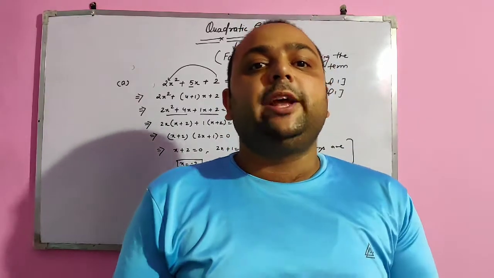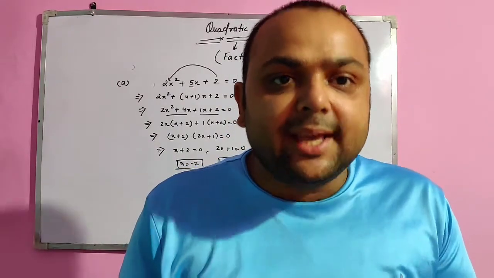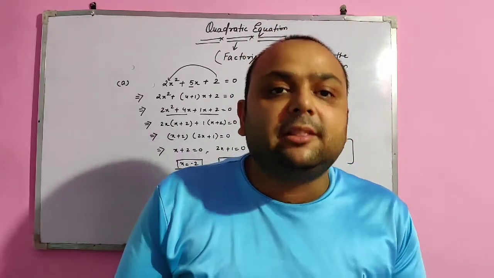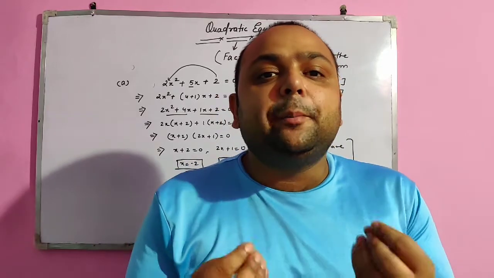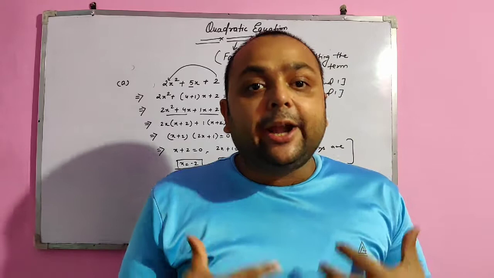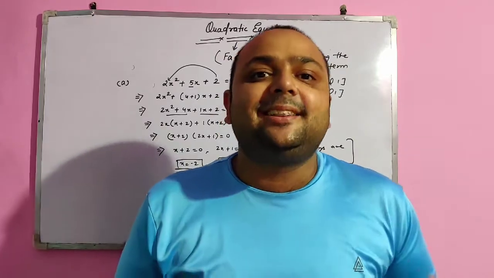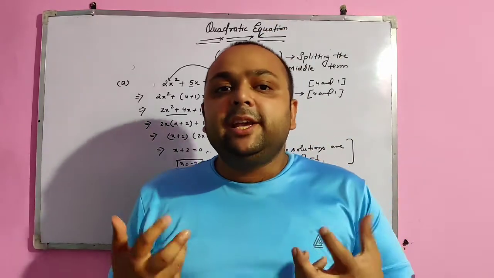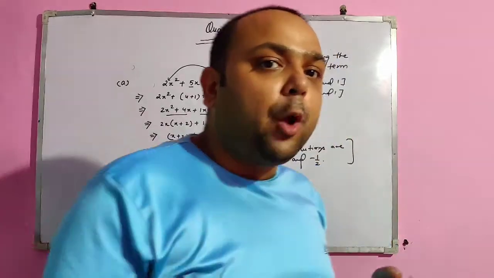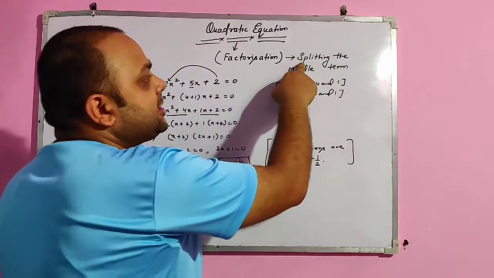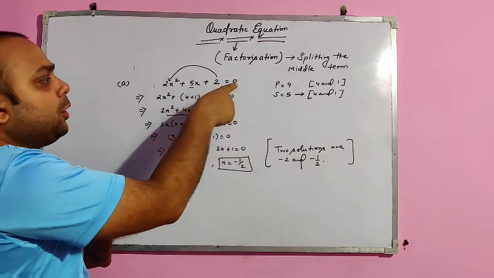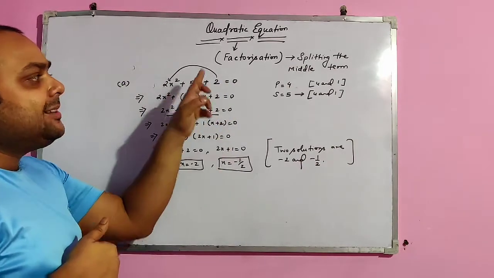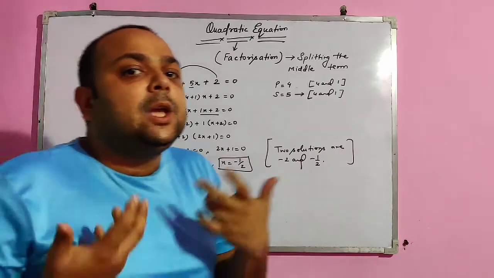The first way to solve a quadratic equation is factorization method. The method which is also known as splitting the middle term, which you all had already done in class 8th and 9th. Please see it very carefully. Now we have a problem here. Factorization is splitting the middle term. The question is 2x square plus 5x plus 2 equal to 0. Now since it is equal to 0, this is called a quadratic equation.